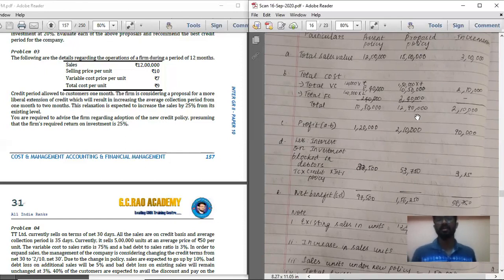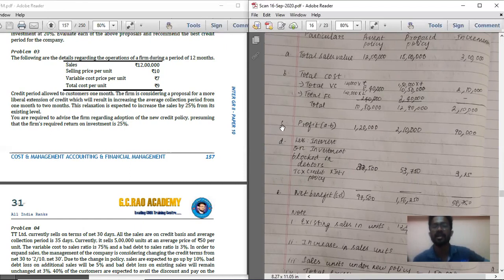And incremental cost, what is B minus A? 12,90,000 minus 10,80,000, which is 2,10,000. So if you come from this way or this way, it will be the same. 2,10,000 plus 0, that is 2,10,000. So total is 10,80,000, 12,90,000 and 2,10,000 incremental cost. So this is total cost. With this, small b is over.